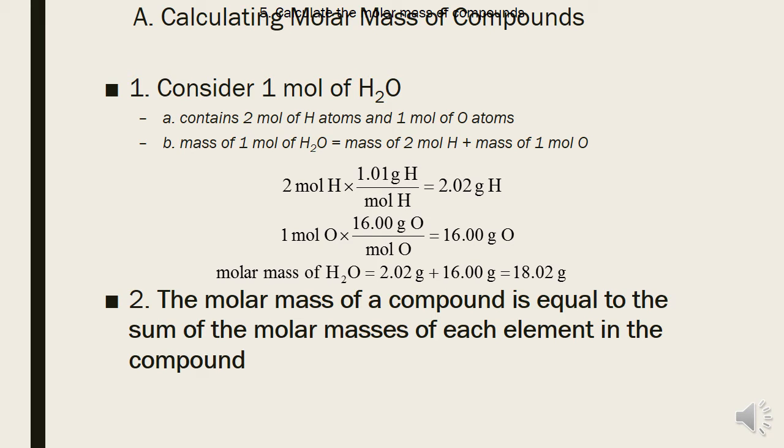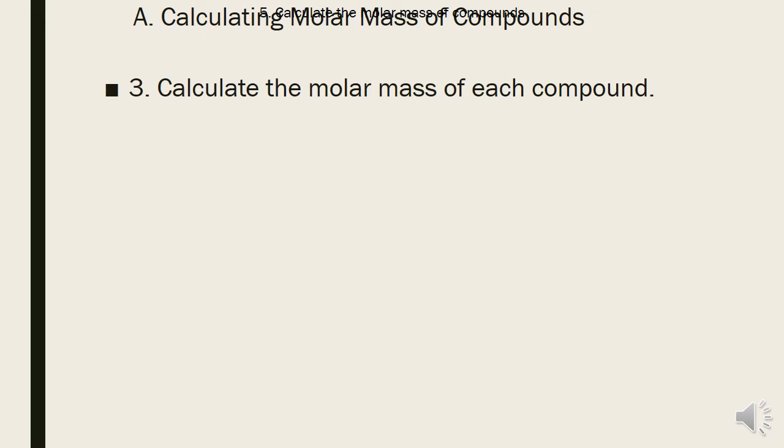So the moral of the story here is that the molar mass of any compound is simply equal to the sum of the molar masses of each element in the compound, factoring in how many moles we have. In this case, 2 moles of hydrogen, so we have to multiply the molar mass of hydrogen by 2. So let's look at some examples of how we go about calculating this.